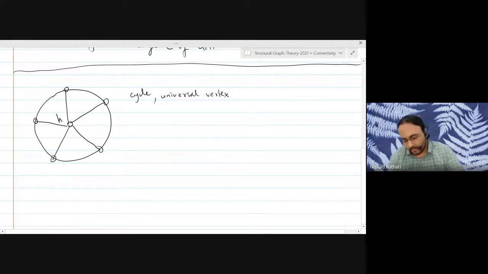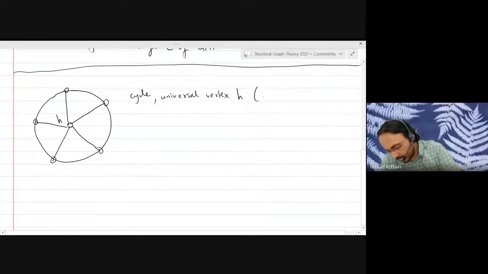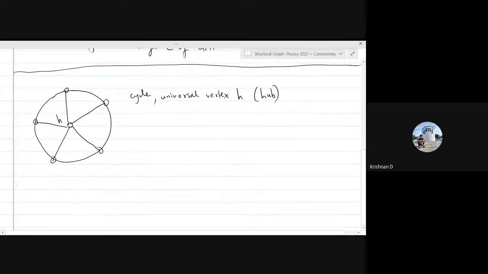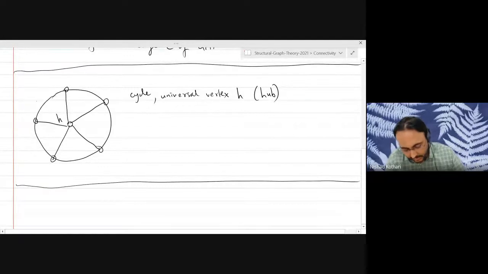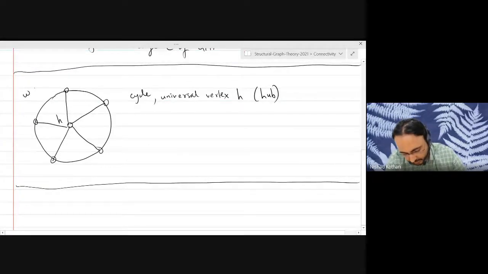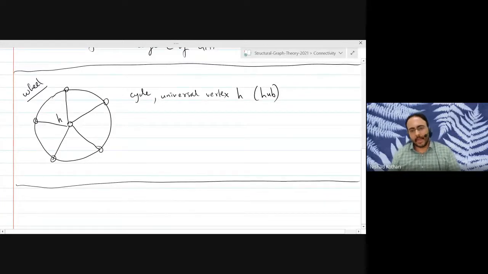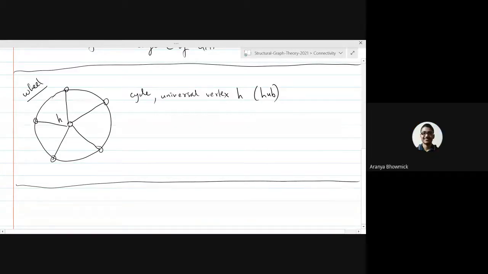Sir, is wheel a universal definition or is it just something that we use for now? No, wheels are a standard definition in graph theory. If you allow wheels with multiple edges, then you have to specify that. But typically when you say wheel, it means a simple wheel.